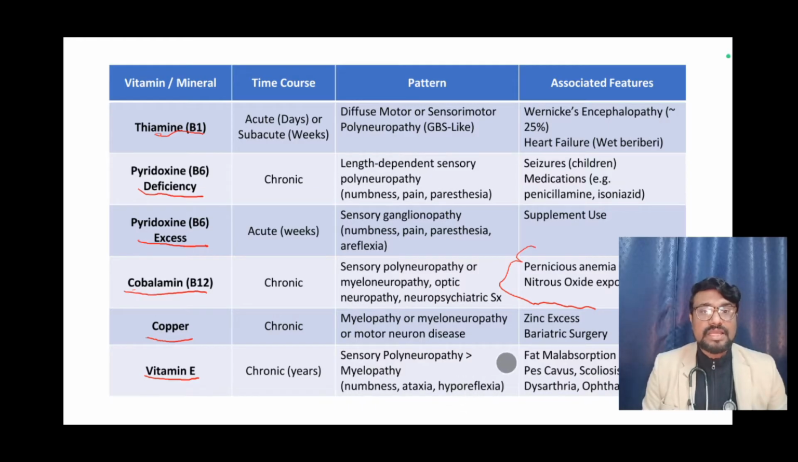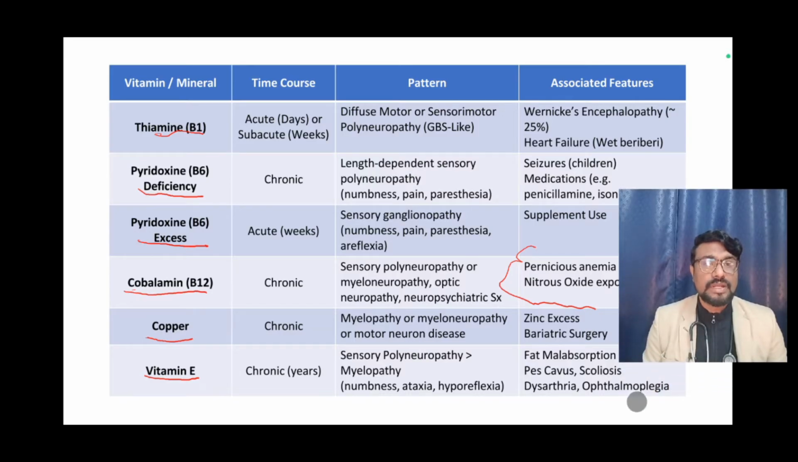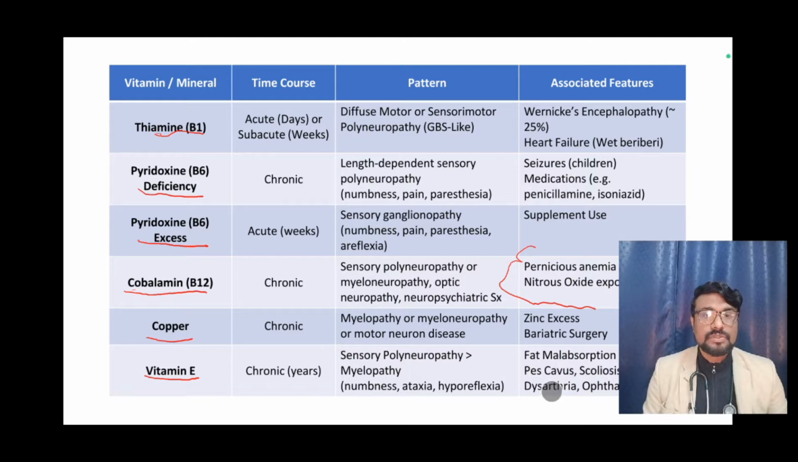This vitamin E deficiency is more common with fat malabsorption, and can present with pes cavus, scoliosis, dysarthria, and ophthalmoplegia. So, these are the common patterns of vitamin deficiencies leading to neuropathies, and these are the different features that can be associated with these vitamin deficiencies.